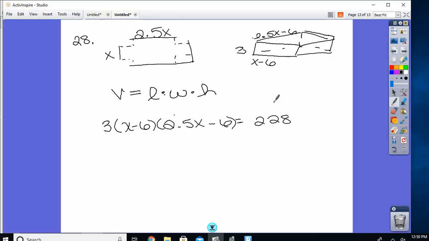Alright. What next? We can either distribute the 3, or could we divide by it on both sides? Yeah, do you want to just go ahead and get rid of it? One less thing to multiply.